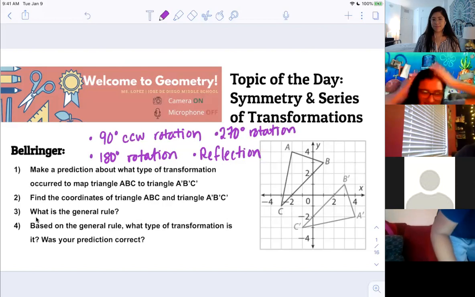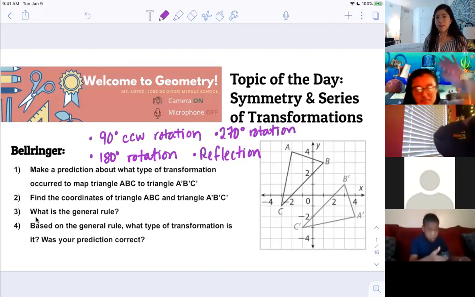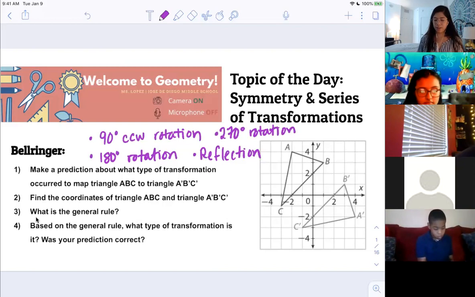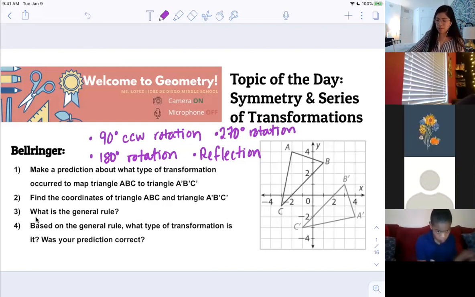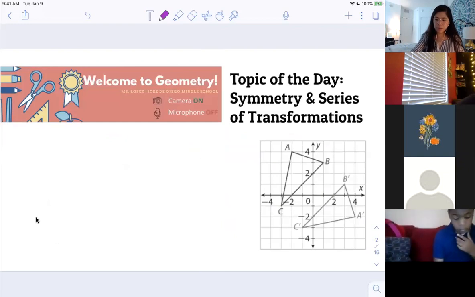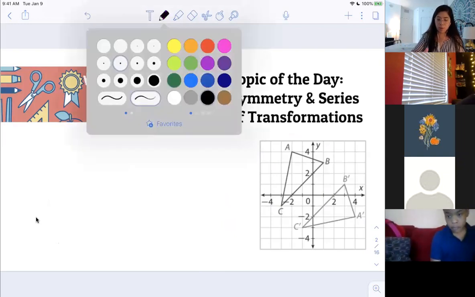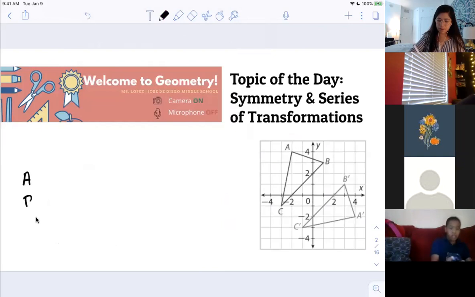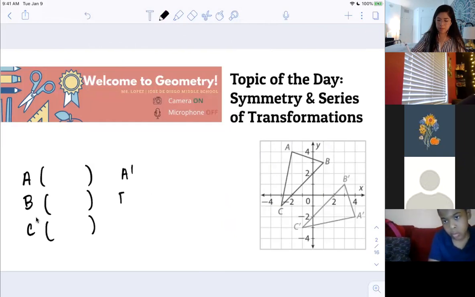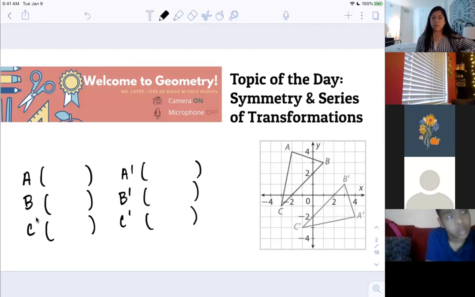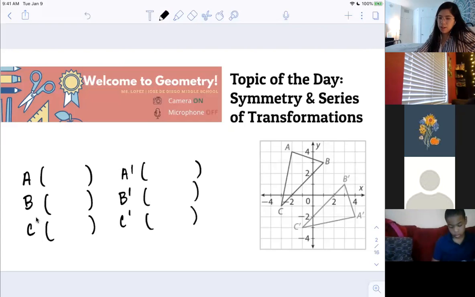Okay. Well, we have some possibilities. Now we're going to actually figure it out. Let me go to a blank slide. We're going to start by getting the coordinate points for A, B, C, and then A prime, B prime, C prime. All right. A, B, C. Somebody give me all the coordinates for A, for B, and for C.